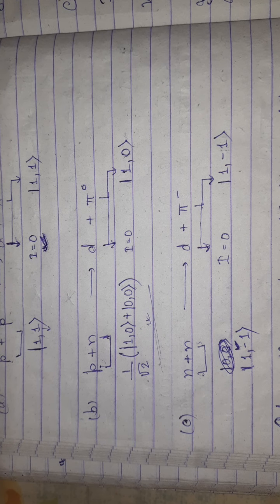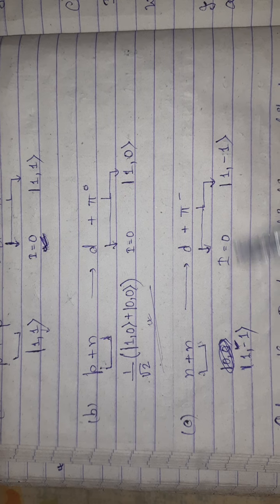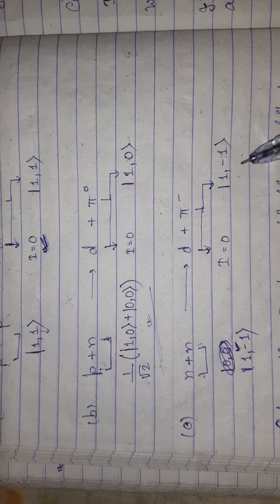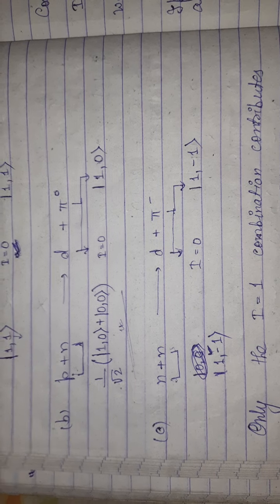And in the case of neutron plus neutron, we get -1 as the third component of isospin and 1 as isospin. Now deuteron has an isospin of 0 and the pion of negative charge has an isospin of -1. Okay, so only the isospin of 1 contributes.